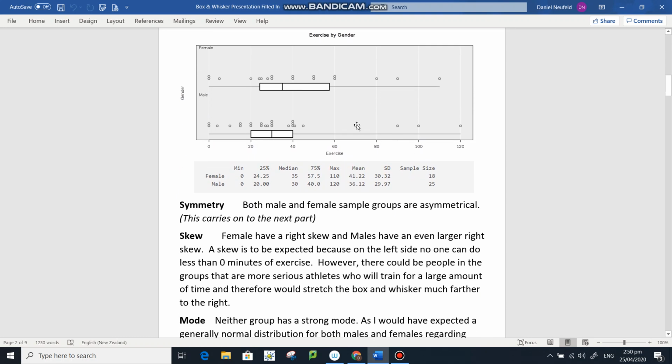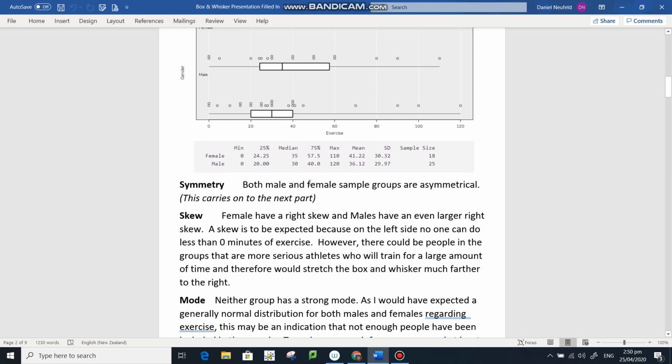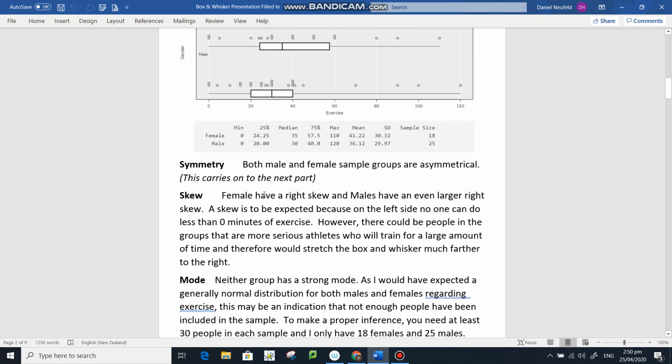Okay. Looking at this data for our practice, again, this is exercise by gender. This time was in minutes. We have our graph. We have our stats summary. Okay. Starting with symmetry, I said that both groups are asymmetrical. And then I went into detail. Now, if they were symmetrical, then I would do my main detail here because there'd be no skew part. Okay, the females have a right skew. The males have an even larger right skew.